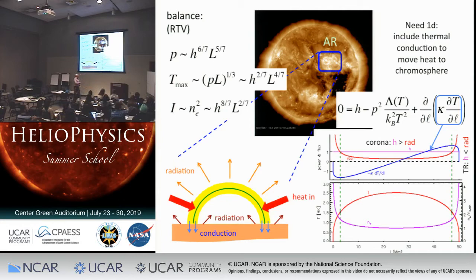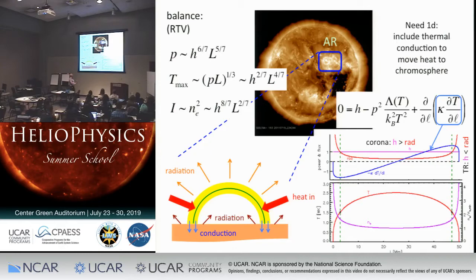Yeah? What is red? Oh, radiation. Sorry. Yes. Please shout out any questions. That's the radiative losses. That's this term here, which is telling you how much is being radiated. This is telling you how much is being conducted, and this is the heat coming in.